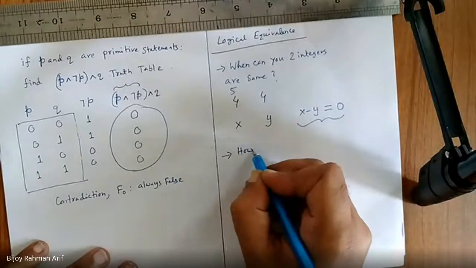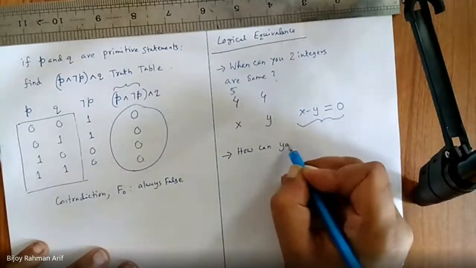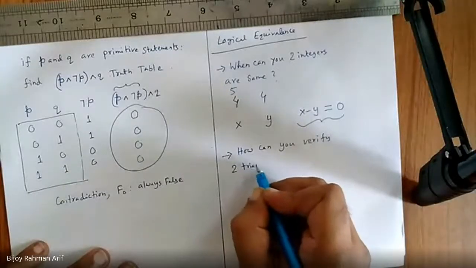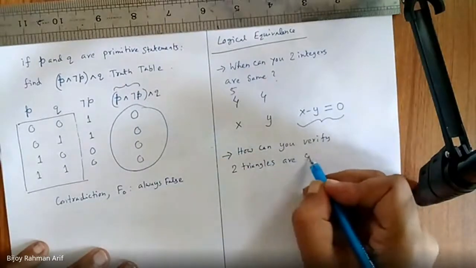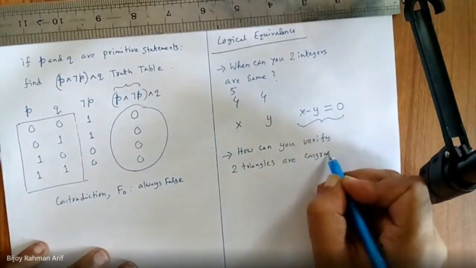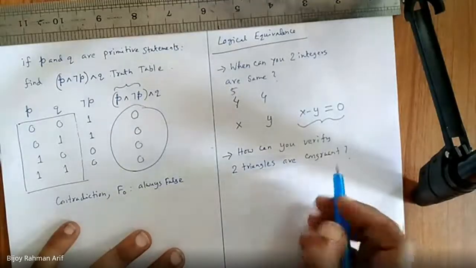Now, how can you verify two triangles are congruent? You know what is congruent, right? Two sides equal, two angles equal. So how can you verify two triangles are congruent?